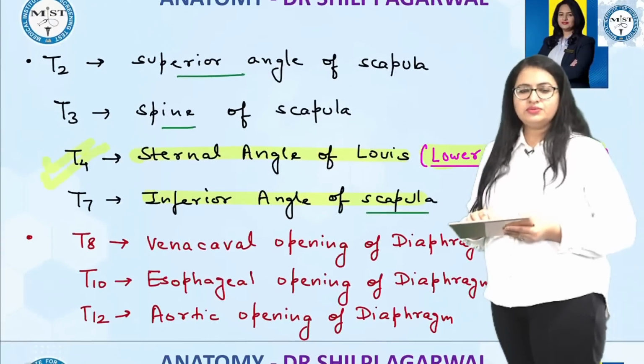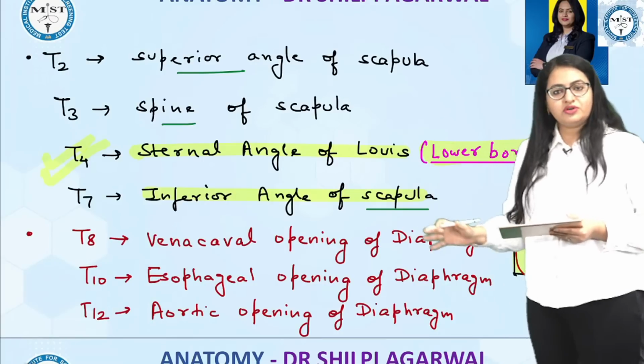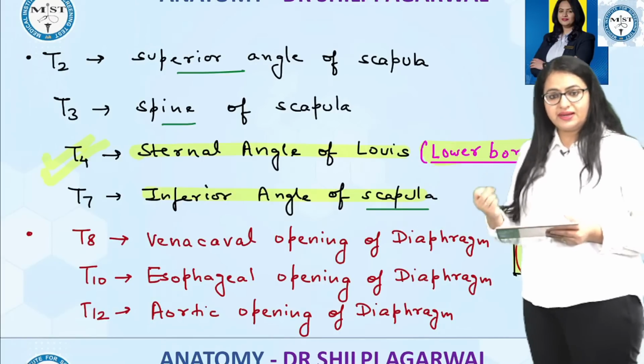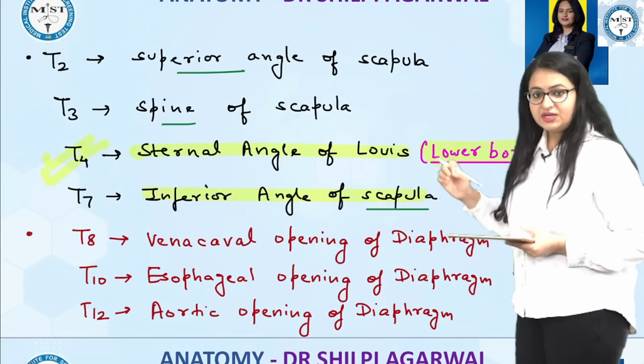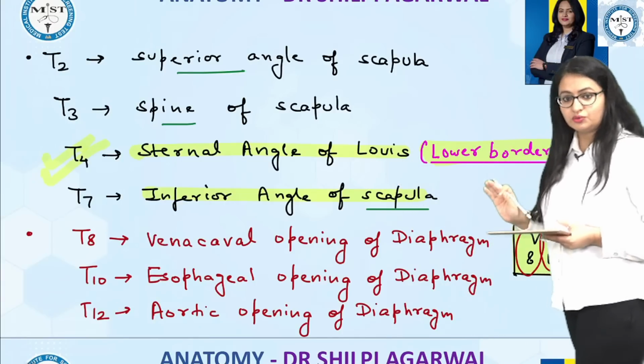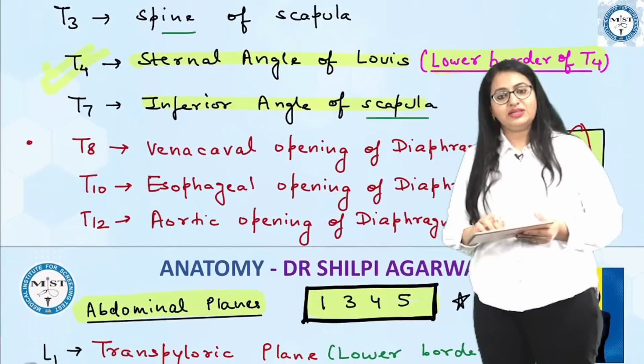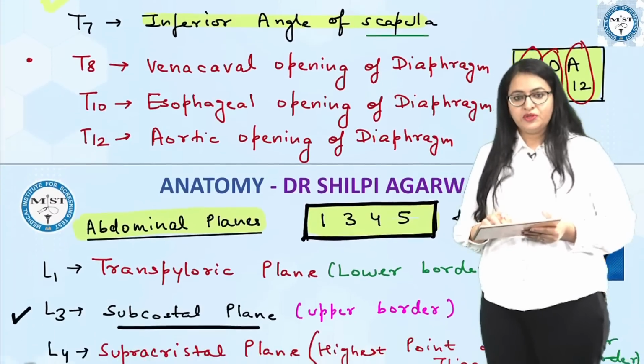Then in the thorax area, what are the important landmarks? I have written all the vertebral levels which are important for us. In that also very, very important is the sternal angle of Louis, T4 level, which border? Lower border. Inferior angle of scapula, we know it is at the level of T7.